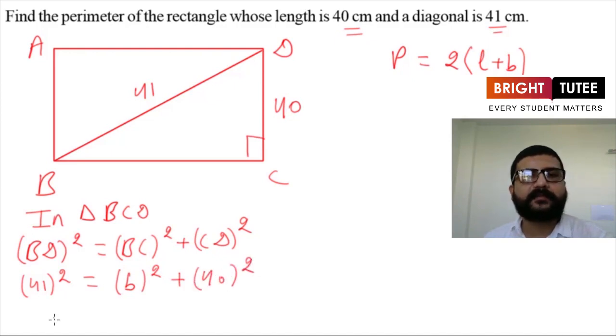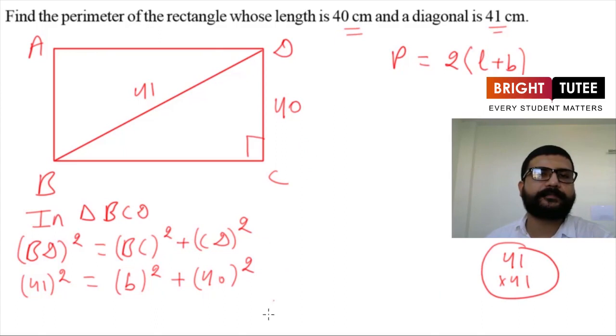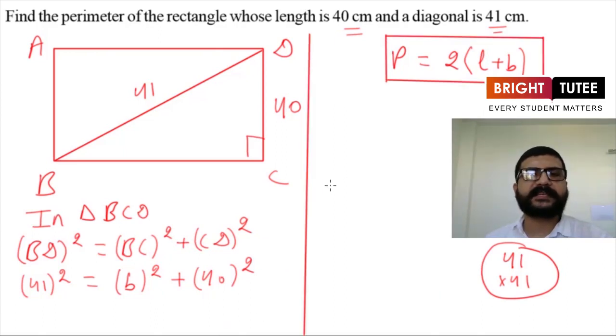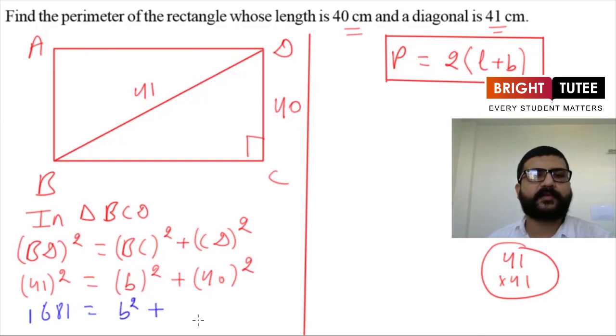Now what will be 41 square? What we have to do for that? We have to multiply 41 with 41. Now by doing this, we will get the square of 41, and that will be equal to 1681. So 1681 is equal to b square plus 40 square, and 40 square will be 1600. 4 into 4 is 16, so 40 into 40 will be 1600.